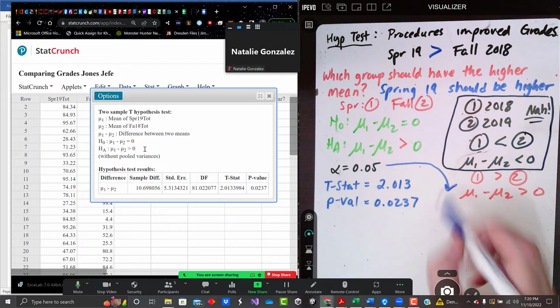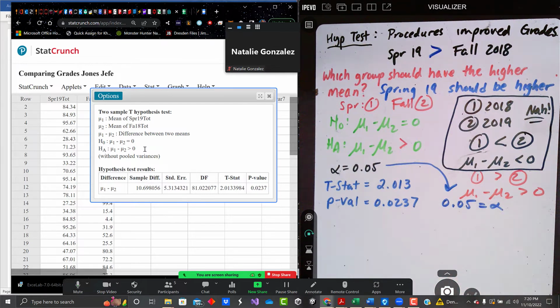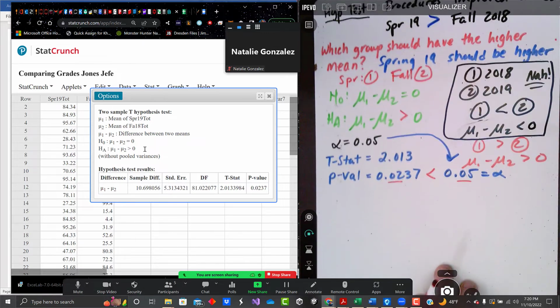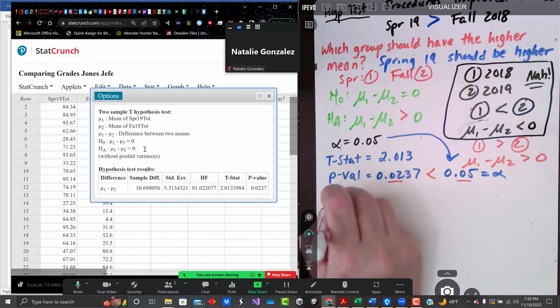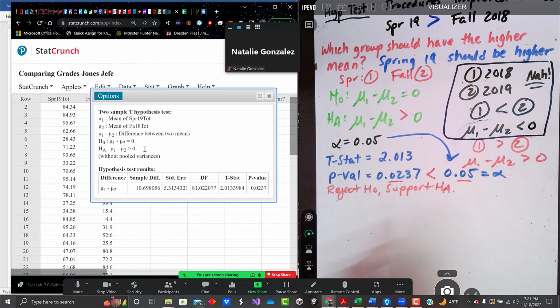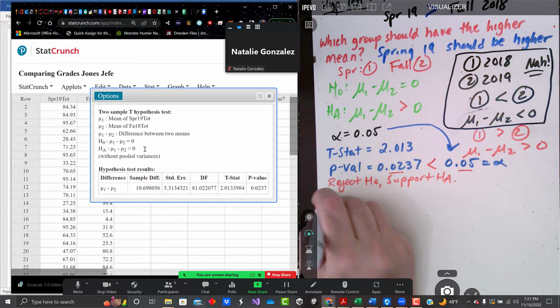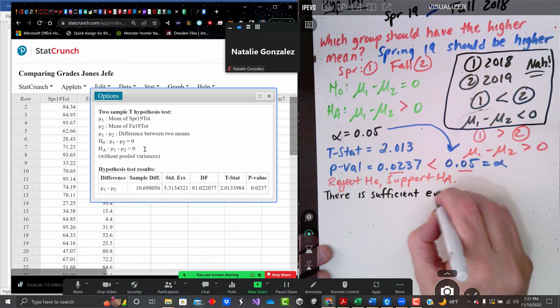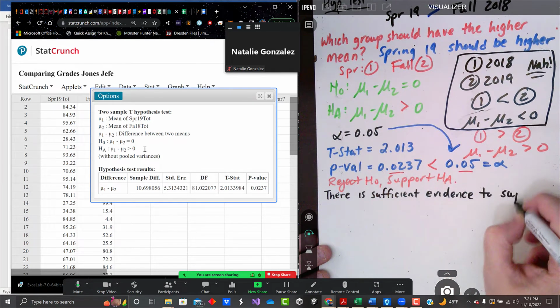And now remember, we want to compare this to alpha. So I'm going to put them next to each other. And if I look at the first 2 decimal places, 2 cents is less than 5 cents. So the p-value is too low. We will reject the H0 and support HA. And this means we are supporting Jones's conclusion or theory that spending a week studying soft skills is beneficial to students. There's sufficient evidence to support Professor Jones's claim.